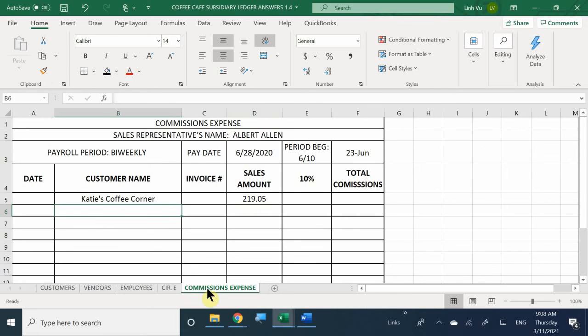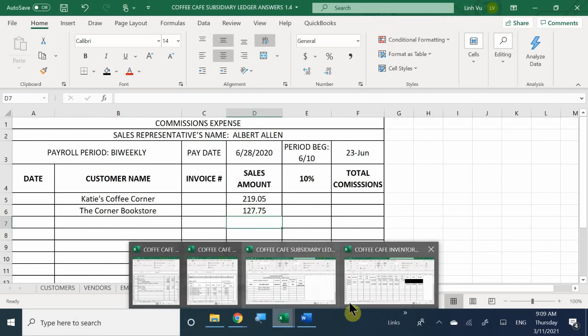So this is to the corner bookstore. And he is quoted for $127.75. All right. We haven't delivered it yet, so there's no date, there's no invoice number, and he didn't complete his task, so he doesn't receive the 10% yet. However, in this case, we're making sure that he gets the money.